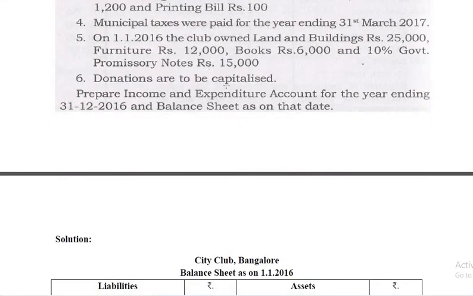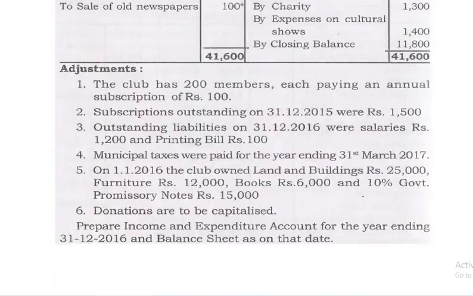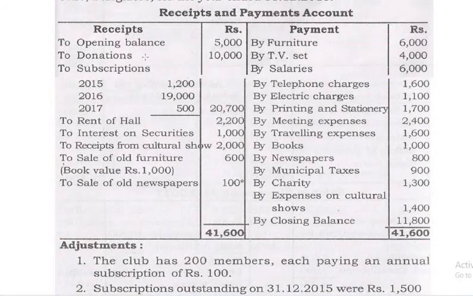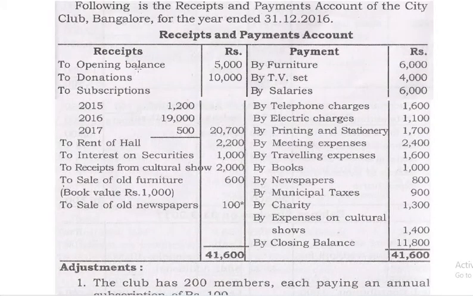Donations are to be capitalized. This will be added to capital fund in the closing balance sheet. Look at the debit side. Opening balance will come to the opening balance sheet asset side. Donations to be added to capital fund. Here in the opening balance sheet, you have to take 1,500.